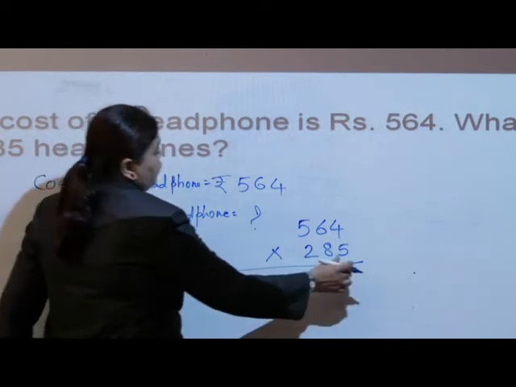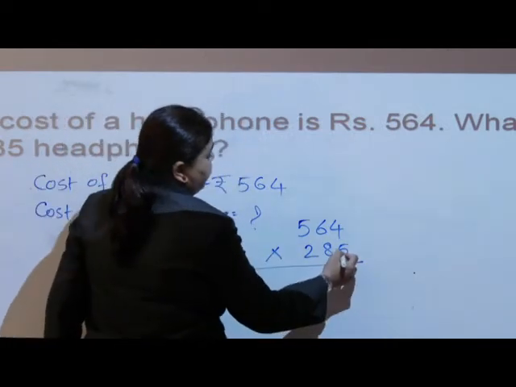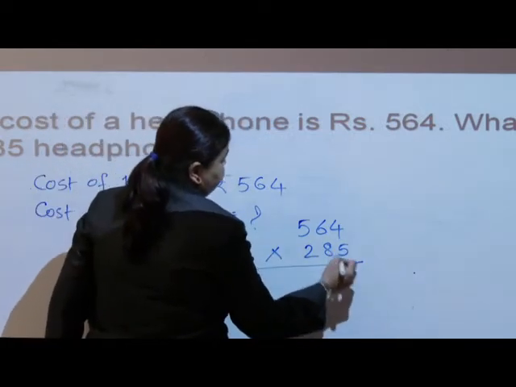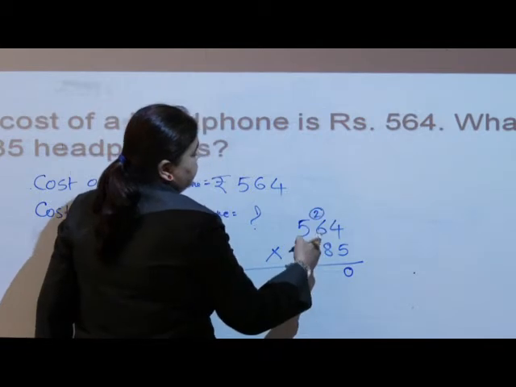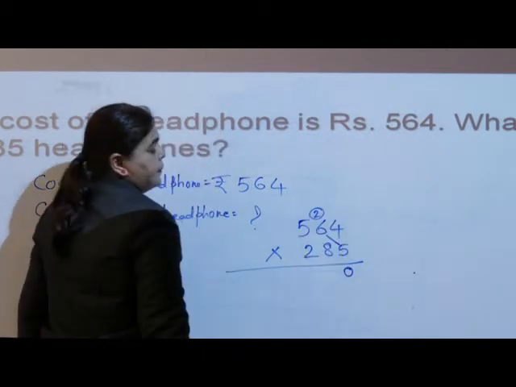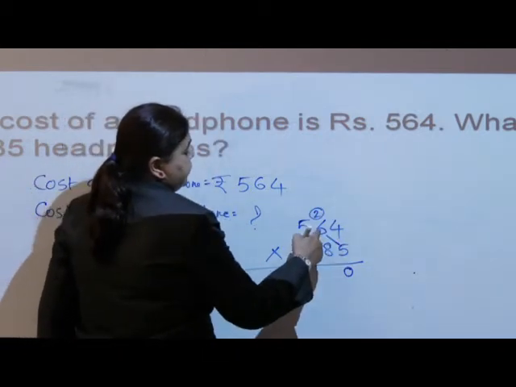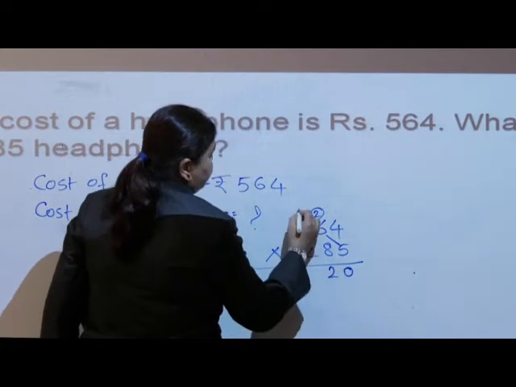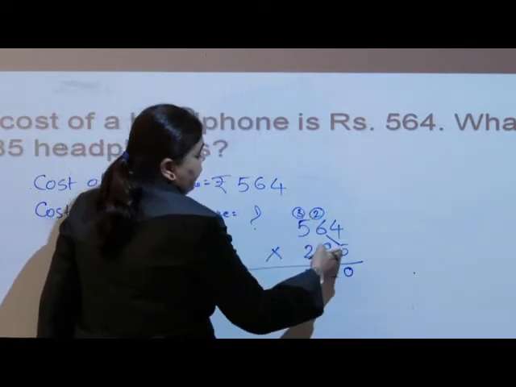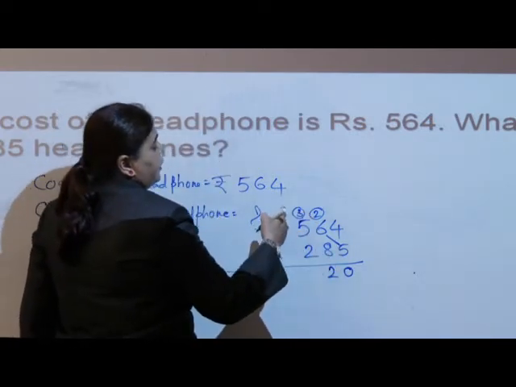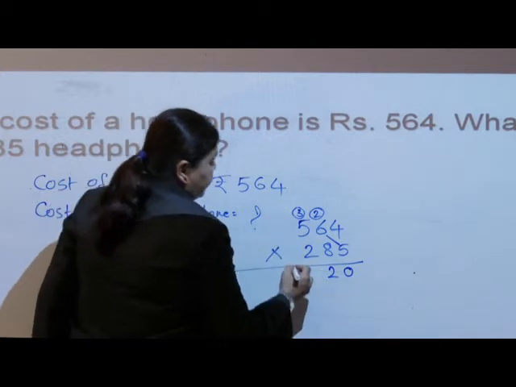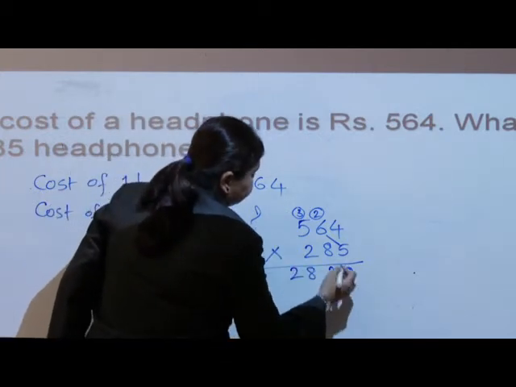So here what will we do? We will do the multiplication. 5 4s are 20, very good. Next we have to multiply this number. 6 5s are 30 plus 2 is 32. 5 5s are 25, 26, 27 and 28.